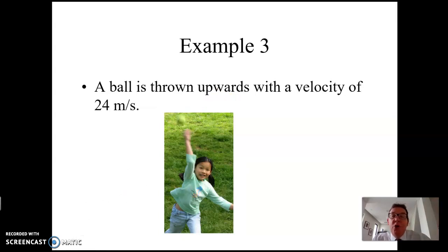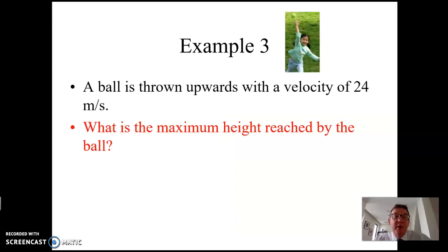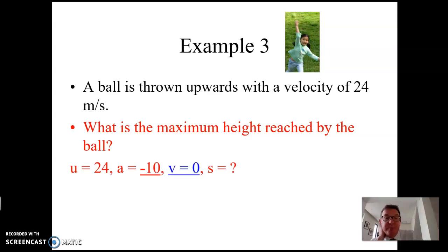Okay, slightly harder one this time. A ball is thrown upwards with a velocity of 24 meters per second. That's a pretty good throw. What is the maximum height reached by the ball? So if I throw a ball very fast, 24 meters per second up in the air, how high will it go? Okay, well, I know that the initial speed is 24.